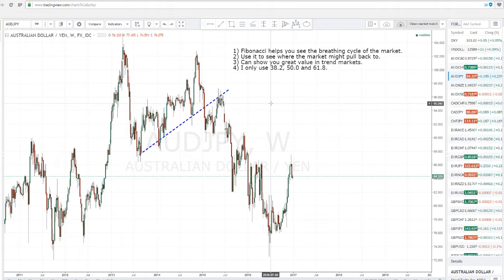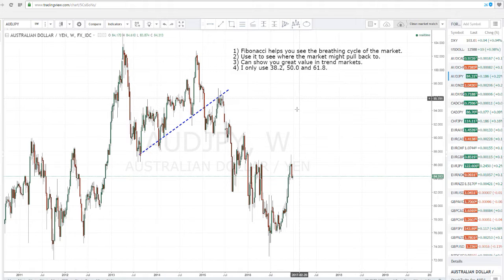So what I'm going to show you now is the weekly chart on Aussie dollar, Japanese yen. It's quite a nice clean chart to show you the Fibonacci retracements, but you can use it on any time frame. Obviously the higher the time frame the better, so if you've got a pullback on the monthly, then that would be quite a nice place to maybe sell or buy depending on what the pullback was.